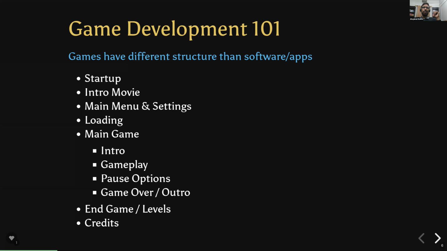Usually a simple game structure has a startup, intro, movie, then main menu and settings, loading, main game. So we have intro, then gameplay, pause, and game over. Our Dino game does not have this kind of stuff. It's a simple game. It starts from the main game. There is no intro. It's directly gameplay, and there is no pause option. So it's either game over or exit. We don't have any levels or credits either. It's a simple game, but it was a little tough and challenging to make it work in Compose.